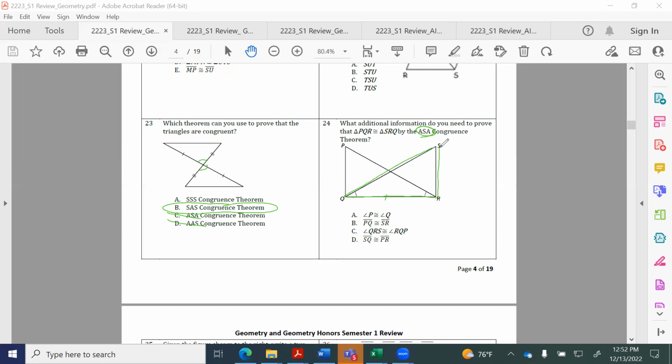So I have Q in that one. I have to have this angle, the one that looks like a right angle. So QRS has to be congruent to, in the other triangle, RQP. So that'd be C. Again, one thing that could help is if you wanted to redraw those triangles, you can visualize it a little bit better. Questions there?